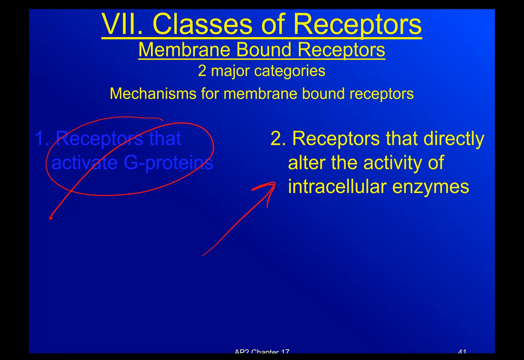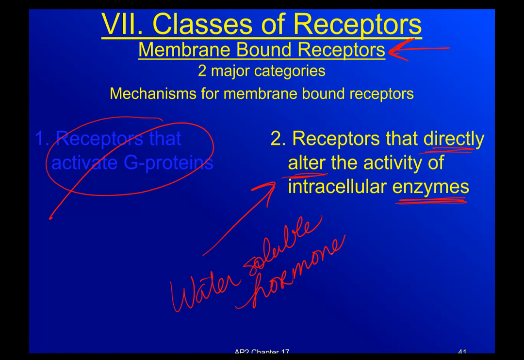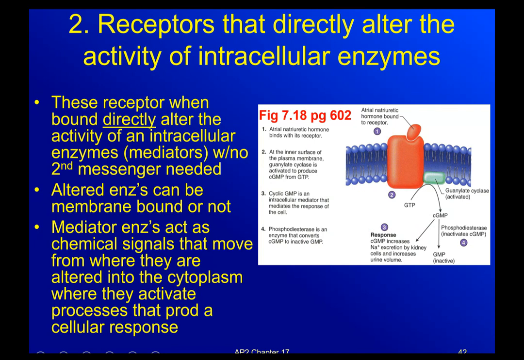Now let's talk about receptors that directly alter the activity of intracellular enzymes. In other words, gamma, beta, and alpha have nothing to do with it. And again, these are membrane-bound receptors, which means these are water-soluble hormones. We're still there. We haven't changed what we're talking about yet. Okay, these receptors, when bound, directly alter the activity of intracellular enzymes with no second messenger needed.